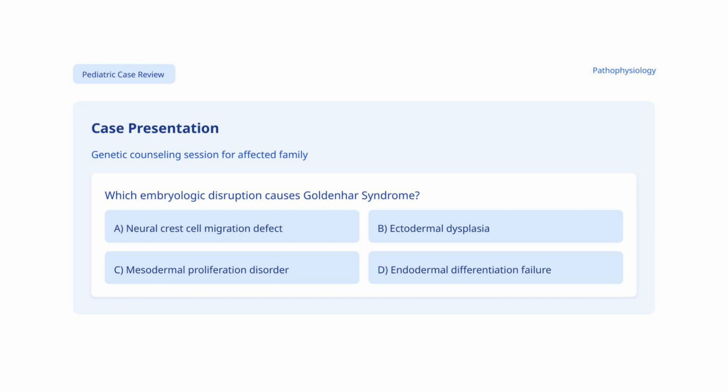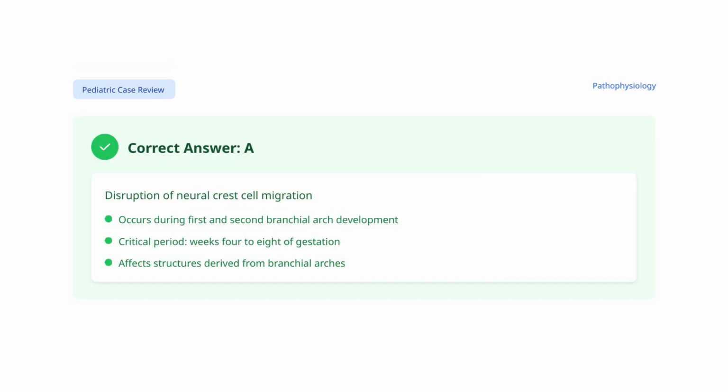During a genetic counseling session for an affected family, the question arises, which embryologic disruption causes Goldenhar syndrome? Option A, neural crest cell migration defect. Option B, ectodermal dysplasia. Option C, mesodermal proliferation disorder. Option D, endodermal differentiation failure. Consider the structures affected. The correct answer is A.